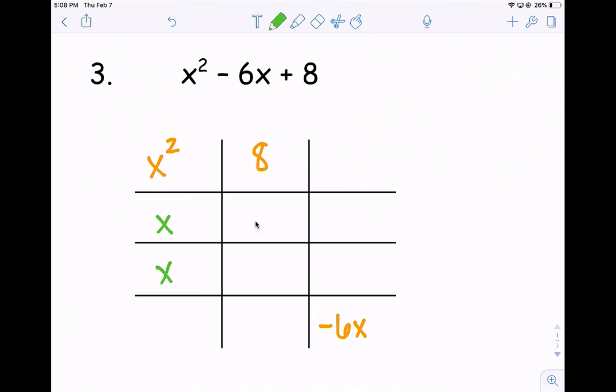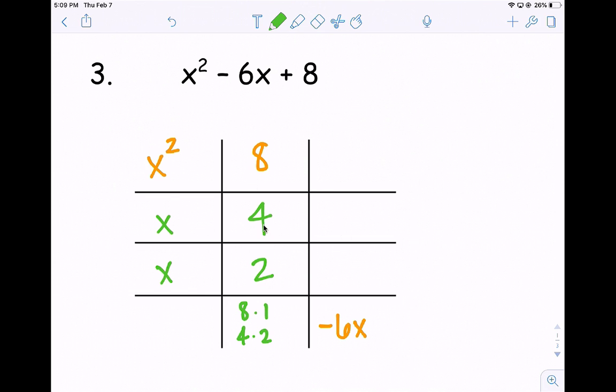This column, what are the factors I can multiply to get 8? I have a couple of options. I can use 8 times 1. I could use 4 times 2. I know I'm trying to get to negative 6 over here. So if I'm using 8 and 1, that could give me 9. It could give me 7. Could give me negative of both of those as well. That doesn't work. So 4 and 2, I know can get me to 6. So I'm going to use 4 and 2. So 2 times 4 is 8.